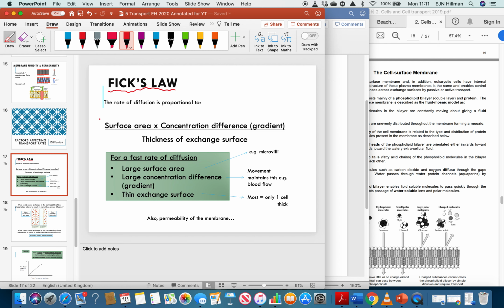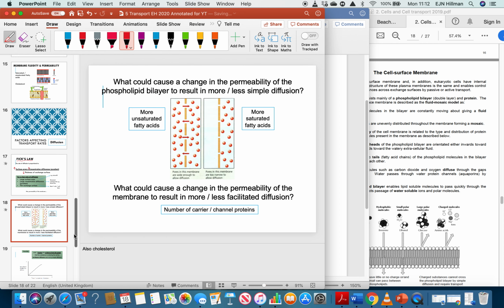Essentially, if you increase the surface area, increase the concentration difference, and you minimize the distance of diffusion, the rate of diffusion will increase. So for a fast rate, large surface area, large concentration difference, and a thin exchange surface. Okay.